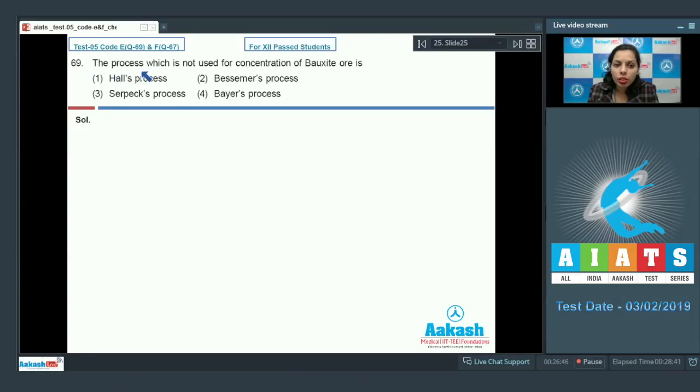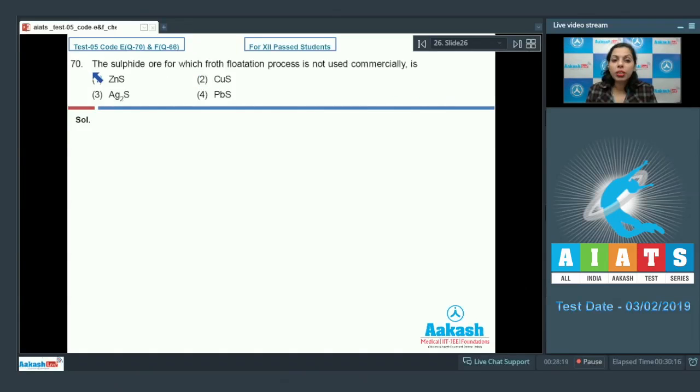Question number 69. The process which is not used for concentration of bauxite ore is. If we talk about the concentration of bauxite ore, Hall-Héroult process is used. It's correct. If we talk about Serpeck process, that's also used for the concentration of bauxite ore. Even the Bayer's process is also used. But if we talk about Bessemer's process, that is not used for the concentration of bauxite ore. The process given in option 2 is Bessemer's process, that is used for making of steel. That's why this is the odd one out. It is not used for concentration of bauxite ore.